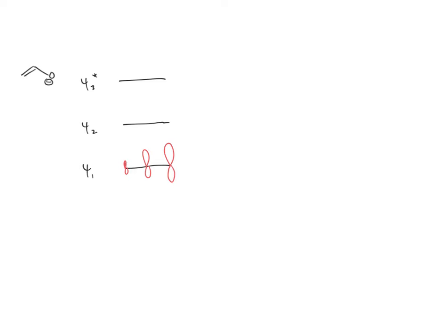But this time, the sizes of these orbitals change. So I'm going to put the oxygen atom right here. Again, I've got 0 nodes in that lowest molecular orbital, 1 node in the psi2, and 2 nodes in psi3 star. But notice that in the psi1, the wave looks like this, in which the oxygen bears the greatest lobe.